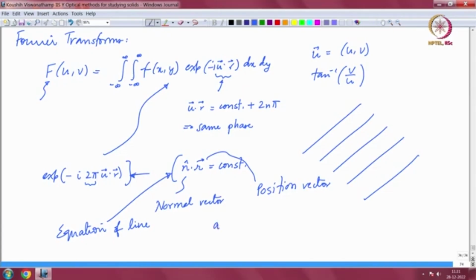So, this is just a slightly different way of looking at the equation of a line. Of course, you know that ax plus by equal to c, or y is equal to mx plus c, is the standard equation. This is the same as that, because r bar is x comma y.